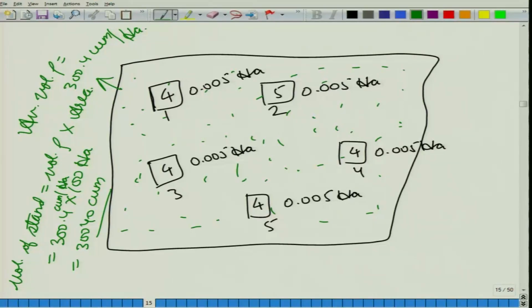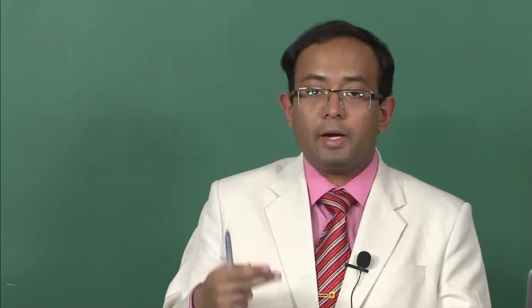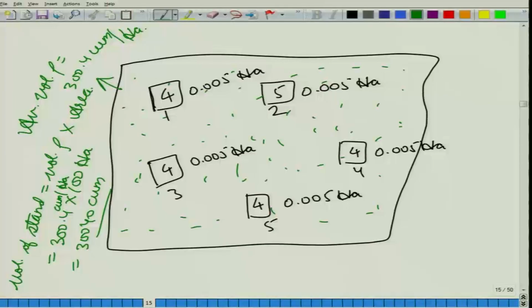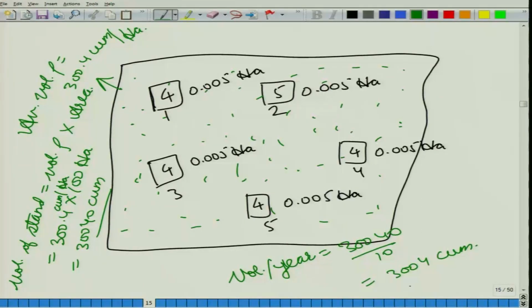How does that help us? Suppose we wanted to harvest this stand, and suppose we chose it in such a way that in a period of 10 years we are going to harvest this stand. How much would be the volume of wood that we will be able to extract in each year? That would be the total volume divided by the total number of years. So, if we considered that to be 10 years, the volume per year will be 30040 by 10 is 3004 cubic meter, or approximately 3000 cubic meters.